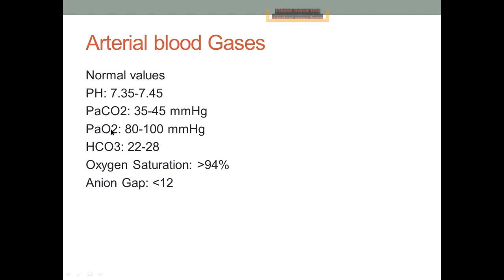You can remember these values from here. The partial pressure of oxygen is between 80 to 100 mmHg. Bicarbonate is 22 to 28. Oxygen saturation more than 94% is normal. And the anion gap is less than 12. These are the normal values.